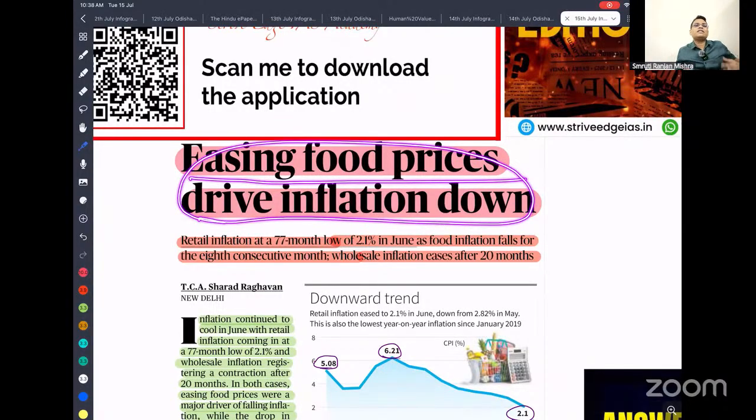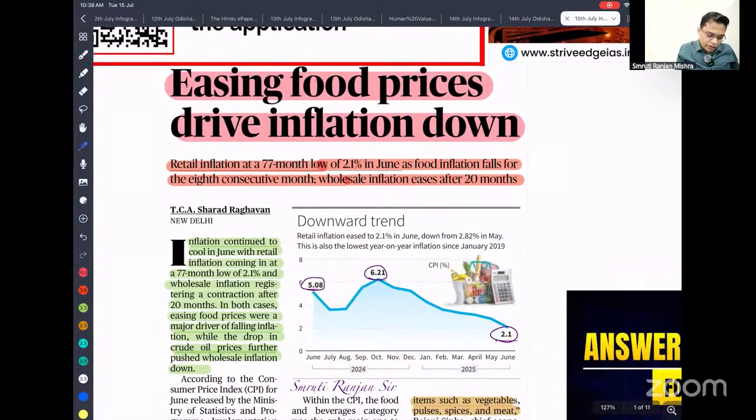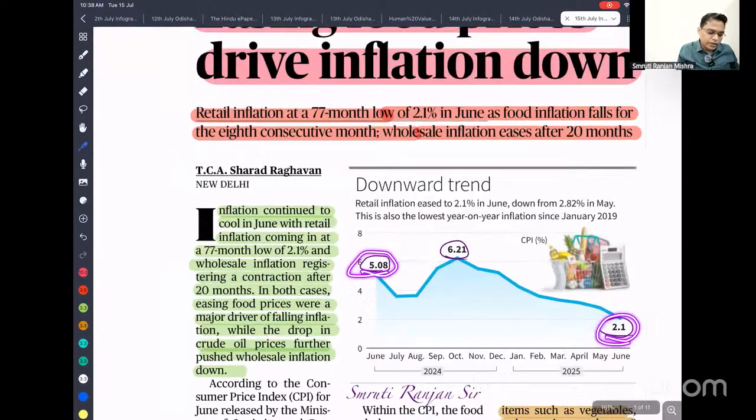So first important news of the day: the easing food prices drive inflation down. That means recently, just because of falling food prices, our inflation is very low as compared to the previous year. Our inflation used to be 5%, now it is 2.1%.